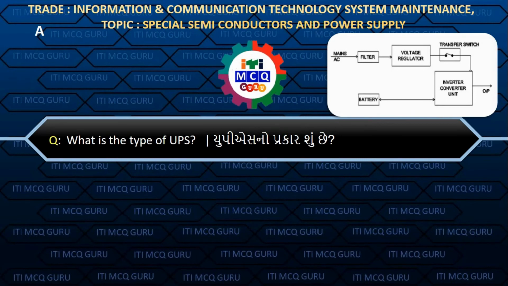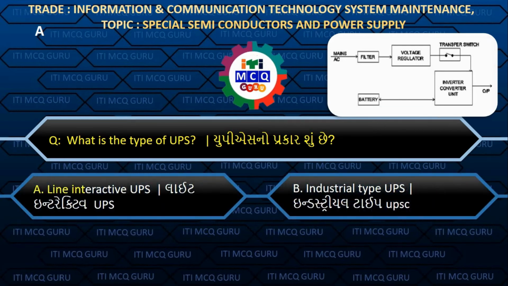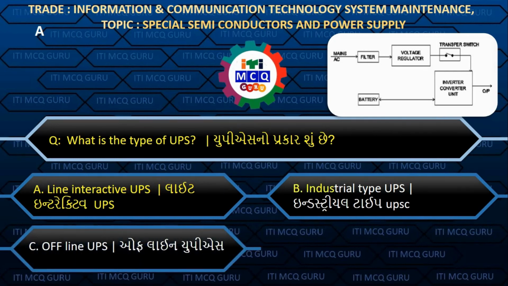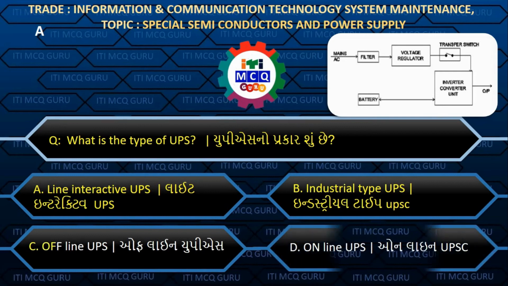What is the type of UPS? UPS નો પ્રકાર શું છે? The answer is A. Line interactive UPS.